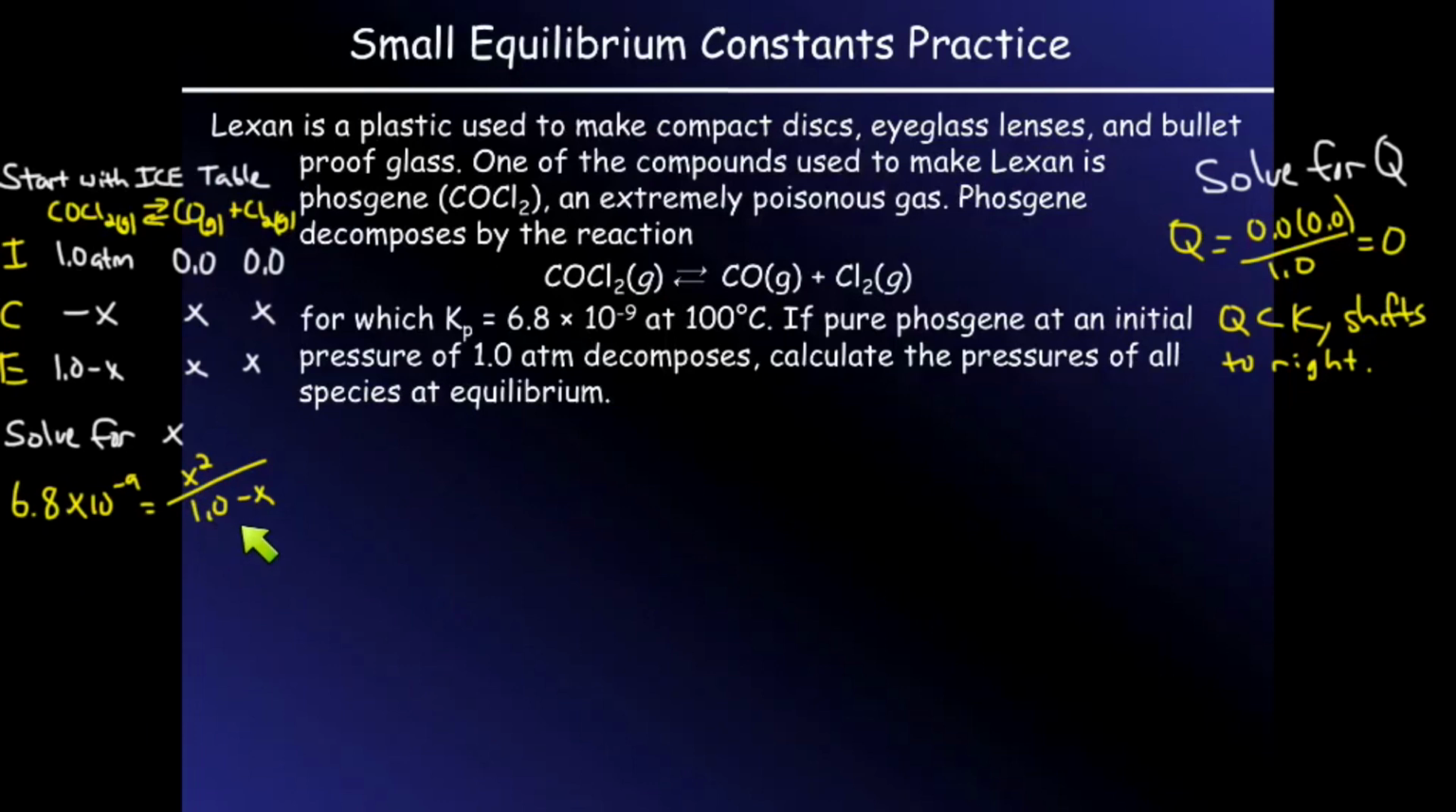using the quadratic formula. However, we see that we have 1 minus x, and x is the change that occurs when this reaction shifts to the right, and we have a very small Kp value, so it's not going to shift to the right very much.